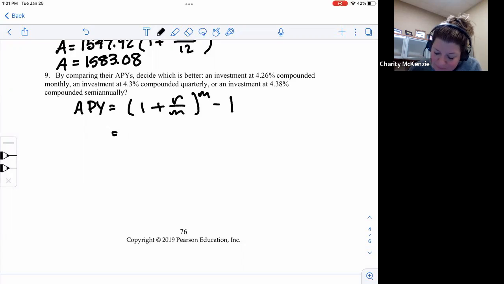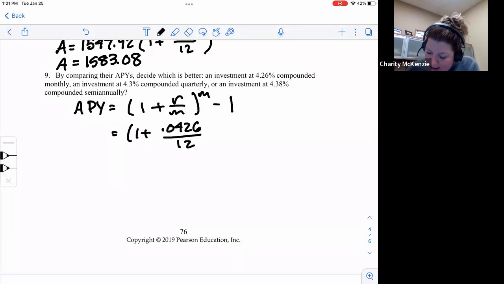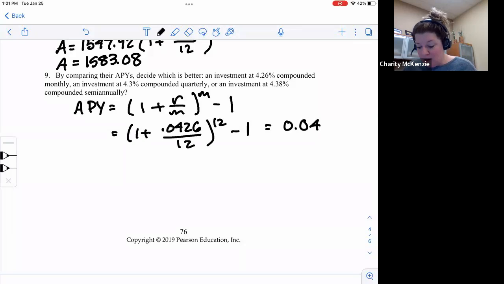compounded monthly, we would have 1 plus 0.0426 divided by monthly to the power of monthly minus 1. Get out my calculator, parentheses 1 plus 0.0426 divided by 12 to the power of 12 minus 1 is going to give me 0.043-ish. Okay, what percent is that? Move the decimal 2 places, that's 4.3%. Okay, it'll always give you the decimal and you have to write it as the percent.